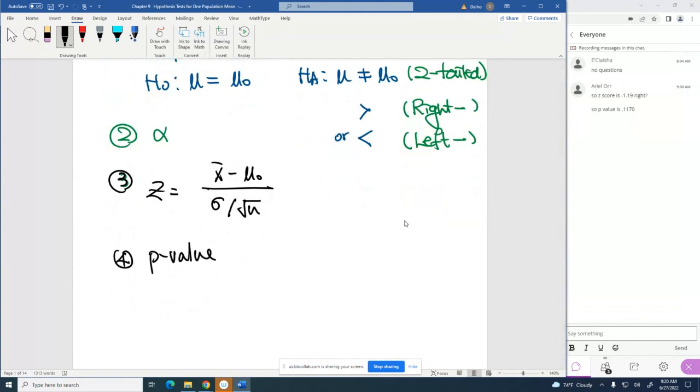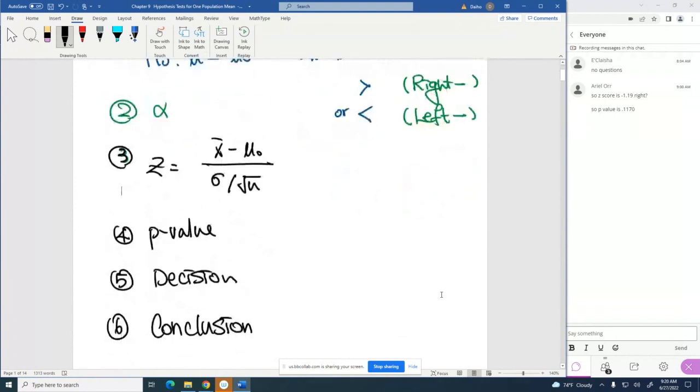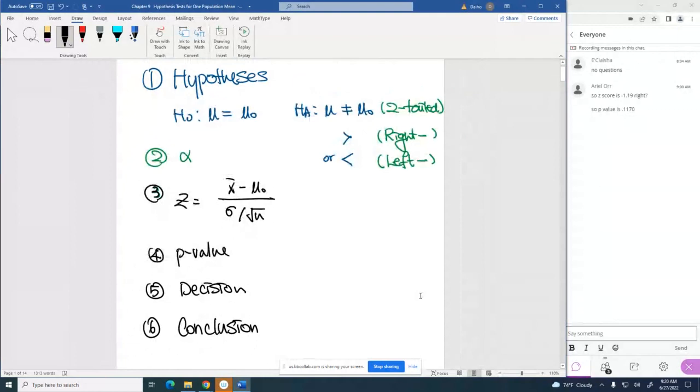Then we simply compare the p-value to the alpha, then make the decision and the conclusion. The conclusion can also be called the interpretation; it's the same thing. So we have 6 steps, right? So good, right?